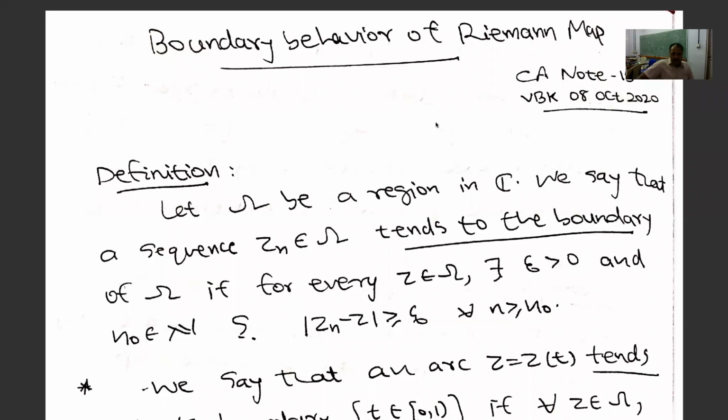Hi. So today we will discuss the boundary behavior of the Riemann map. We have seen that between any two simply connected domains, which are not the whole complex plane, there is a conformal mapping in a unique way. We can make it unique by fixing some point. So now the question is, can we extend this map to the boundary of that region? That's what we will consider today.